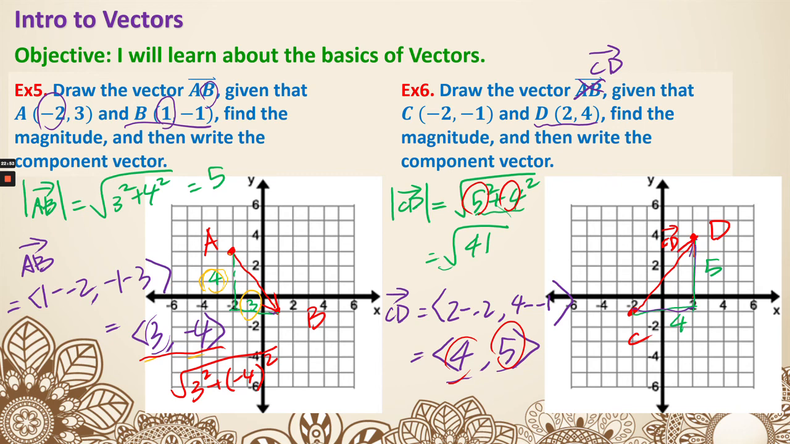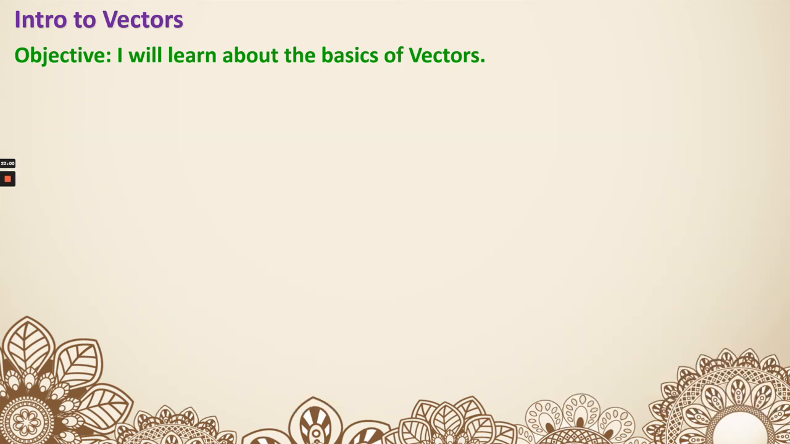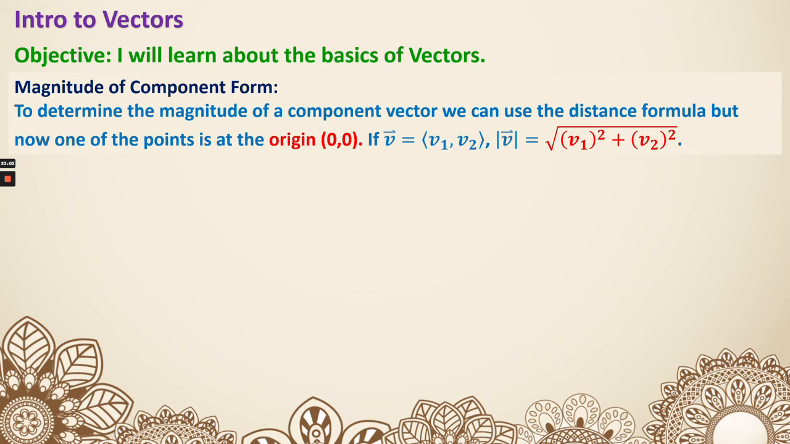Now the very last bit. Since we have already mentioned component form being a part of finding the distance or the magnitude, here's what it is. The magnitude of component form. To determine that component vector, we can use the distance formula because now it's kind of special. The component form only gives you one point. That's because the other point is the origin. Component form, the default is you are moving the vector so the tail is at 0, 0. That's how we can think about the component form and the vectors.